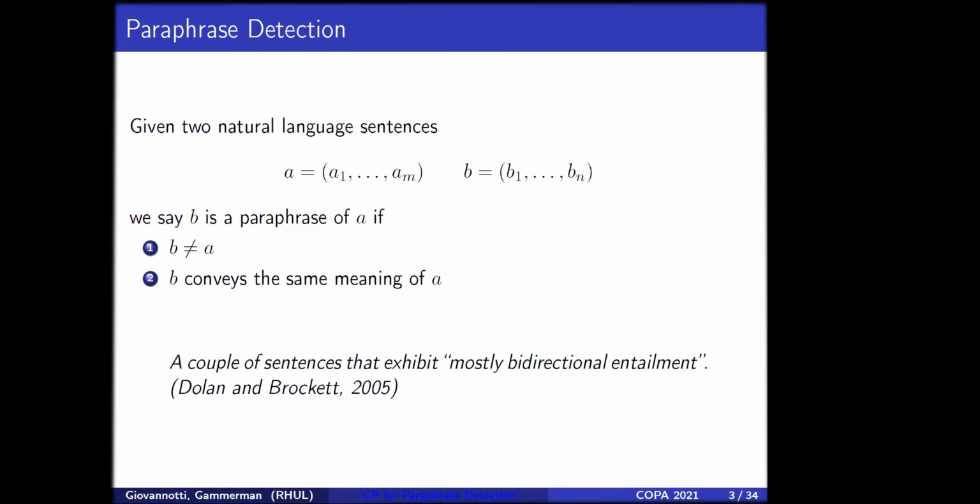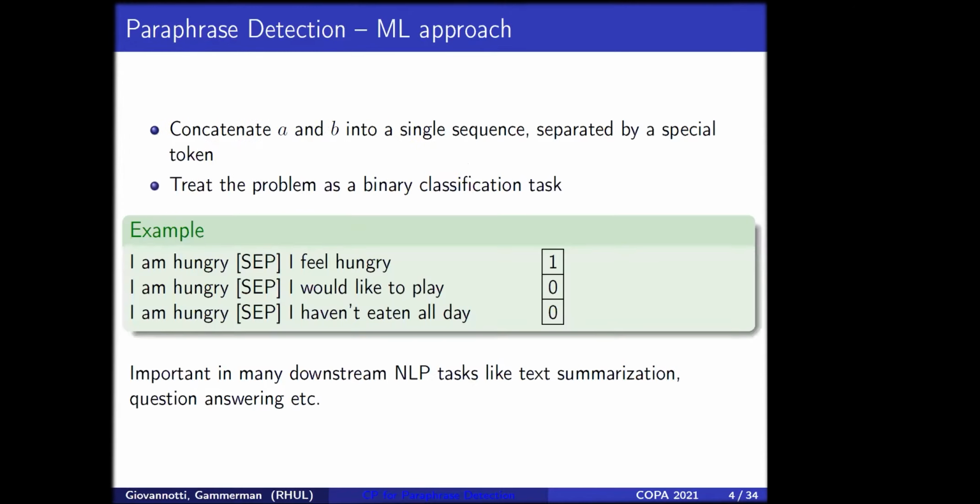An alternative definition says that if A implies B and B implies A in a logical way, then we are looking at a paraphrase. So it's mostly a bidirectional entailment. In general, the machine learning approach to tackle paraphrase detection requires the concatenation of A and B into one single sequence, separated by a special token, and then use that as our feature vector, and then treat the problem as a binary classification task.